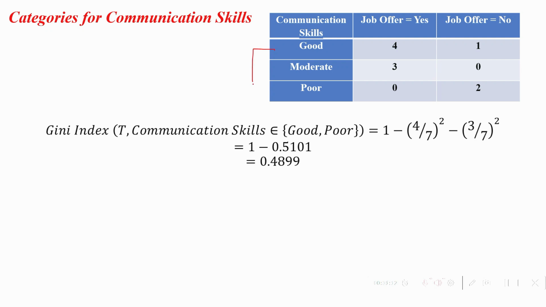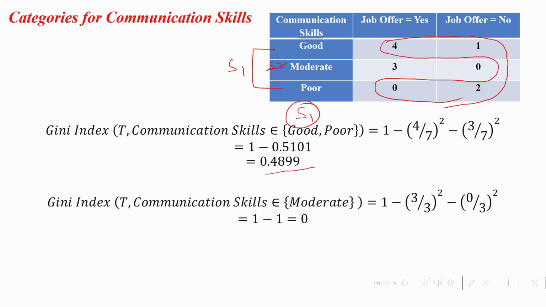Now once again we are finding the other group, the other subset. So good and poor belong to subset 1 and moderate belongs to subset 2. Here good and poor contains 7 elements. Out of 7 elements, 4 belong to yes and 3 belong to no classes. So that is equal to 1 minus (4 by 7) whole square minus (3 by 7) whole square, that is equal to 1 minus 0.5101, that is equal to 0.489. So this is the Gini index for subset 1. Now we are going to find subset 2, which equals moderate.